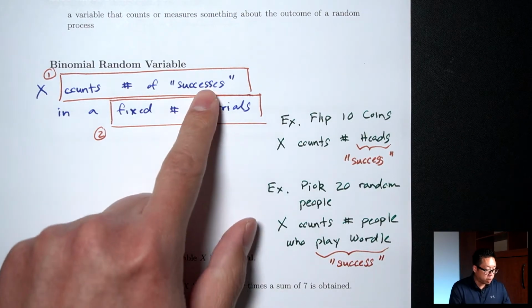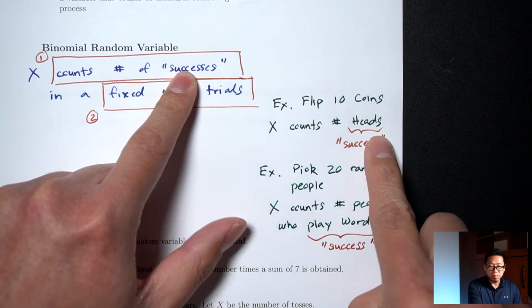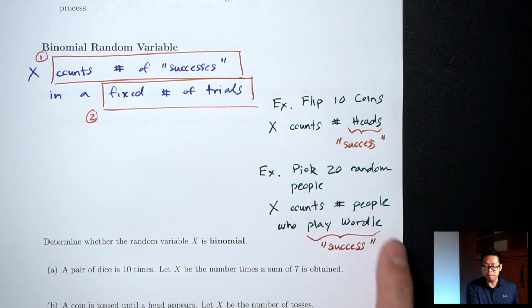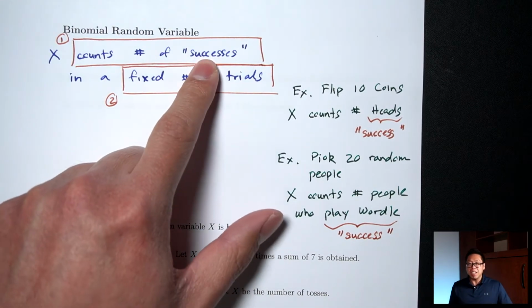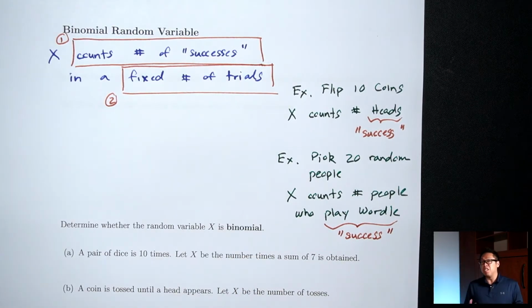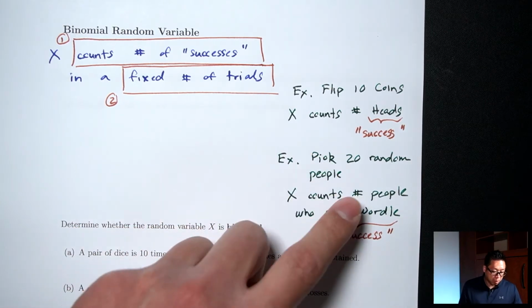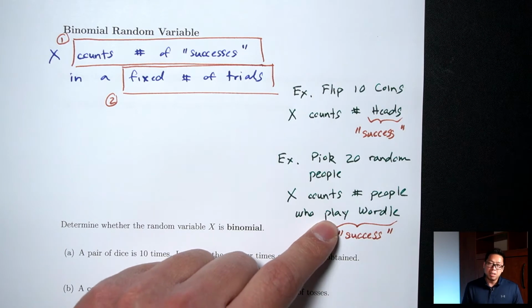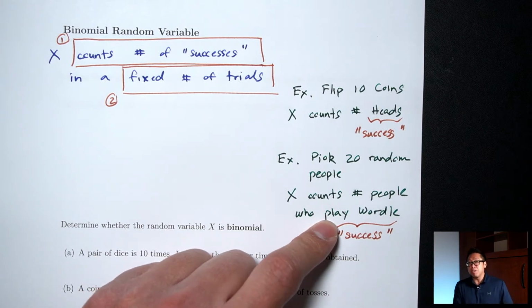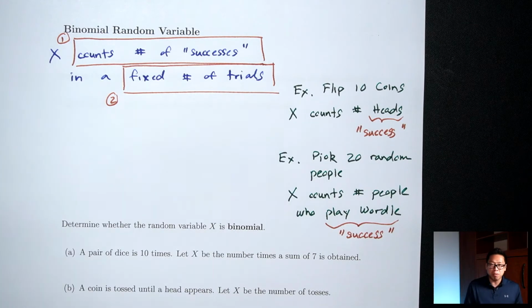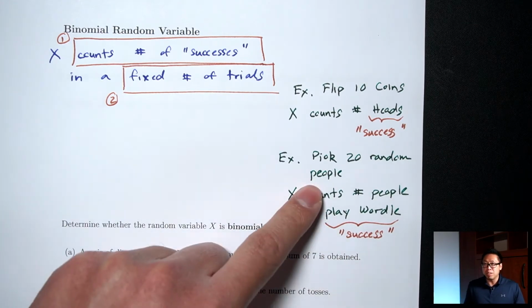So success here just refers to either the special event that I'm counting or the special characteristic in people that I'm counting. Now I'm using the word success, but it doesn't have to be a good thing. I can also say pick 20 random students and count the number of students who drop my class. Dropping my class is the special characteristic that I'm counting. That's the quote-unquote success that I'm counting, even though students dropping my class is not really a good thing. So success just refers to the special characteristic that I'm counting.